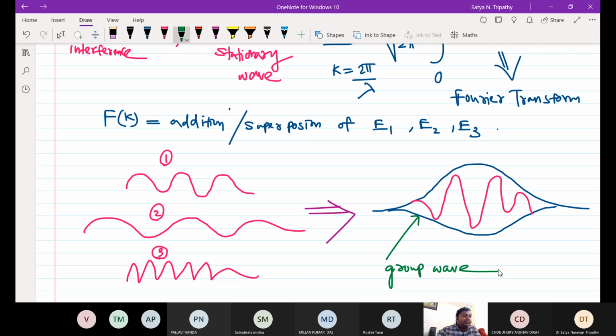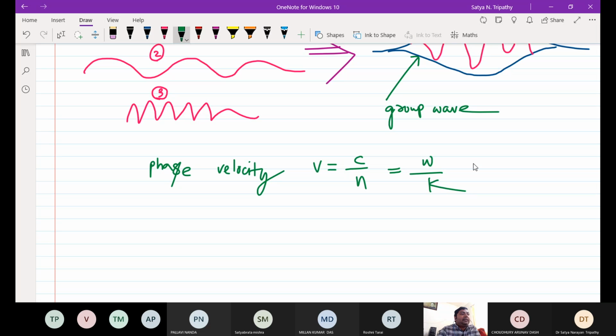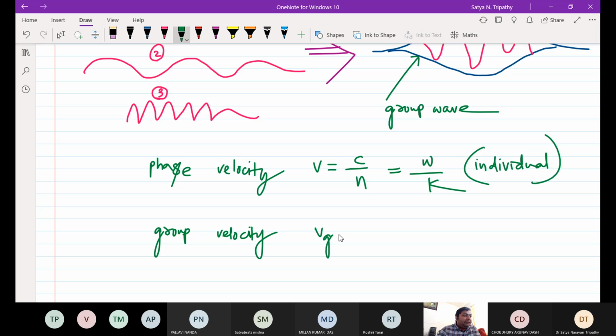And the velocity is basically written as follows. Phase velocity is basically v equal to c by n. You can also write it as omega by k, because it is an individual property. Okay. And the group velocity is Vg, which is d omega by dk. So this is a group property.